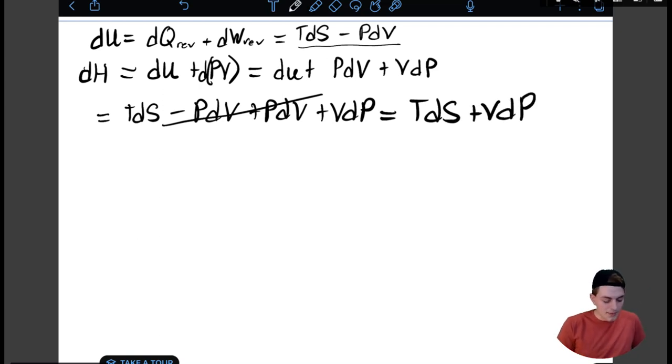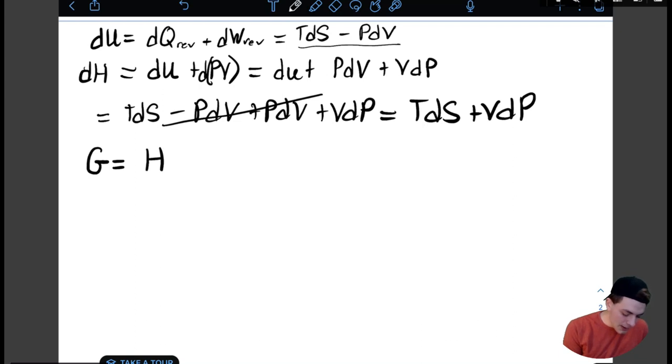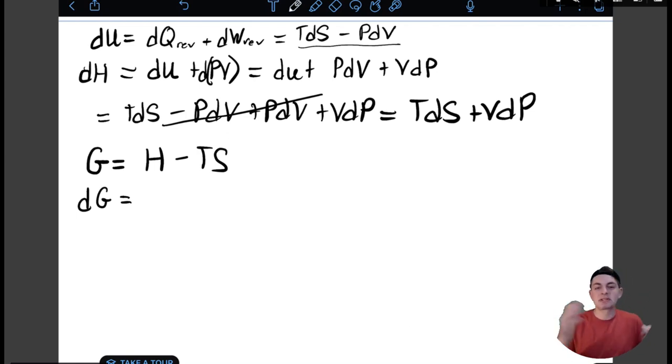Alright, now from there, let's go ahead and use our definition of Gibbs free energy, which is going to be H minus TS. Now, from here, what we're going to do is go ahead and take the differential of Gibbs free energy. I'm skipping a step and going right on to the differential. Let's go ahead and differentiate this then.